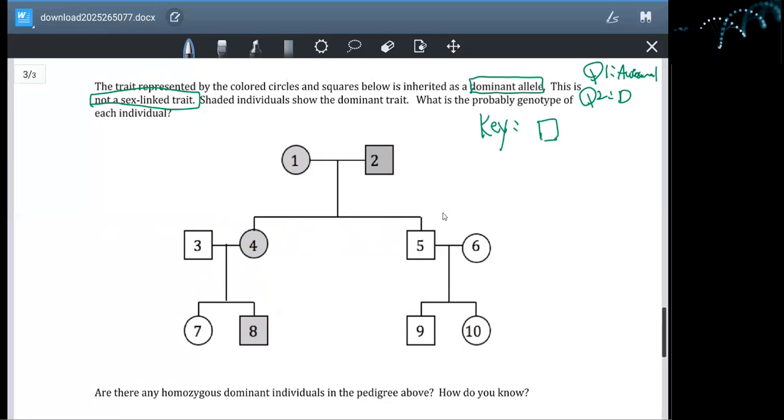Non-affected individual, because it's autosomal, it doesn't matter. Does that make sense? It doesn't matter if it's female or male, because it's autosomal. So I don't need to do XX or XY. If you are non-affected, and this is the dominant, that means affected have it.